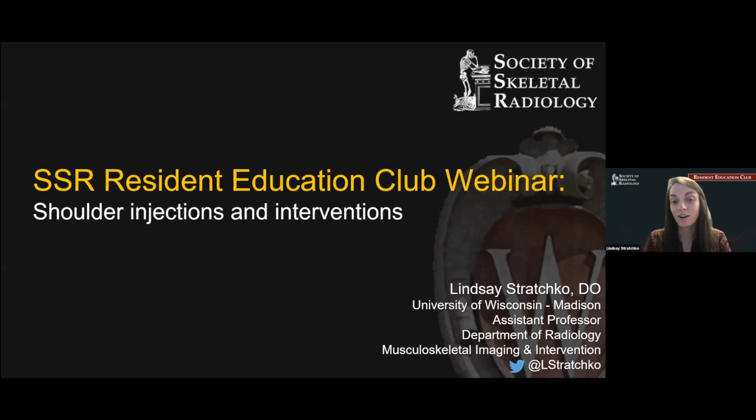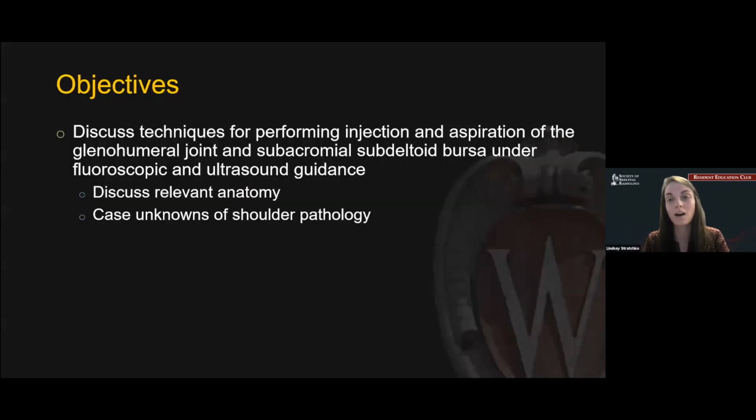So today our talk is going to be focusing on shoulder injections and interventions. The goals of our talk today are to discuss techniques for performing injections as well as aspirations of the glenohumeral joint as well as the subacromial subdeltoid bursa. We'll be talking about several modalities, both ultrasound as well as fluoroscopic guidance. What I really hope we get through today is to review the relevant anatomy in regards to our procedure, and then also go over different case unknowns to help solidify different pathology.